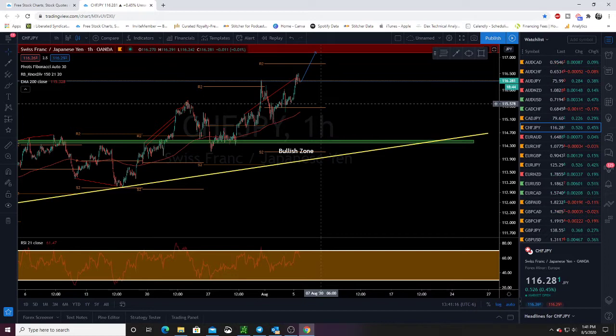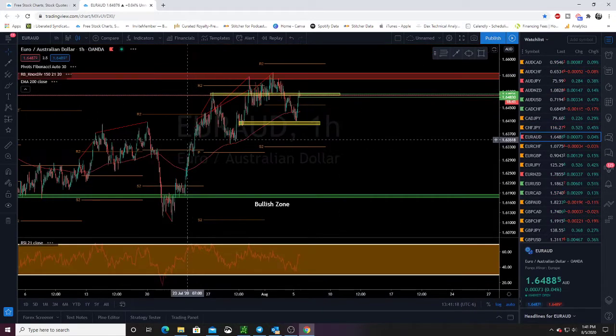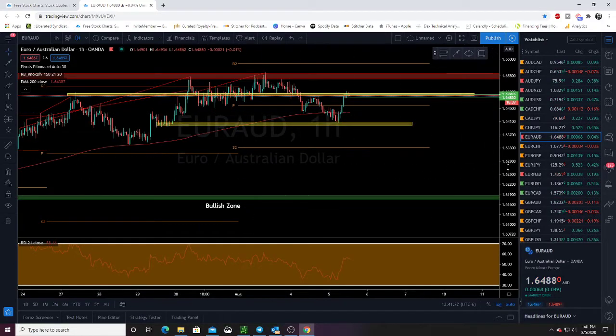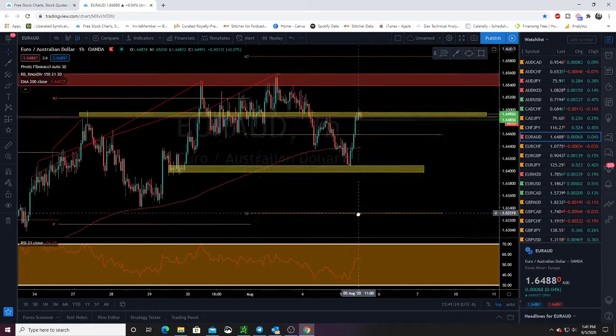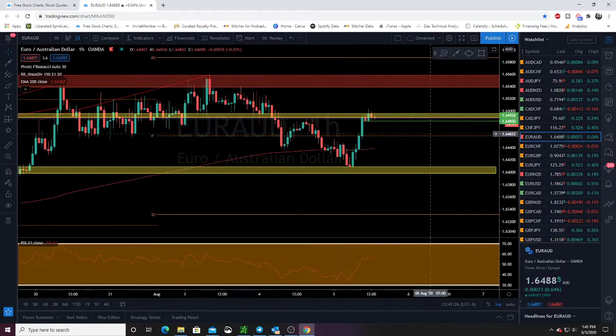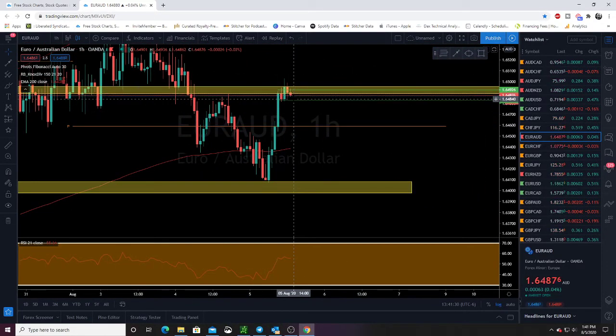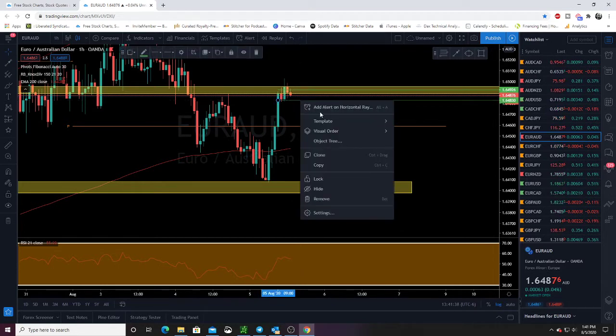It's forming right now. Euro AUD. So we're testing that inflection point right now. And you can see I put a little bit of a channel. I'm expecting this pair to kind of consolidate right here, but I'm going to look for a breakout of this level right there.